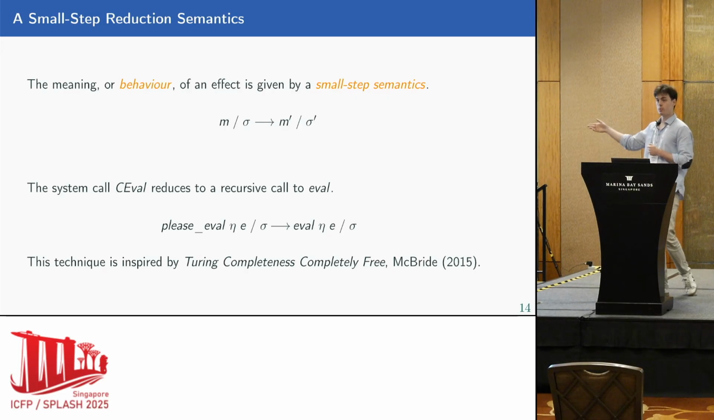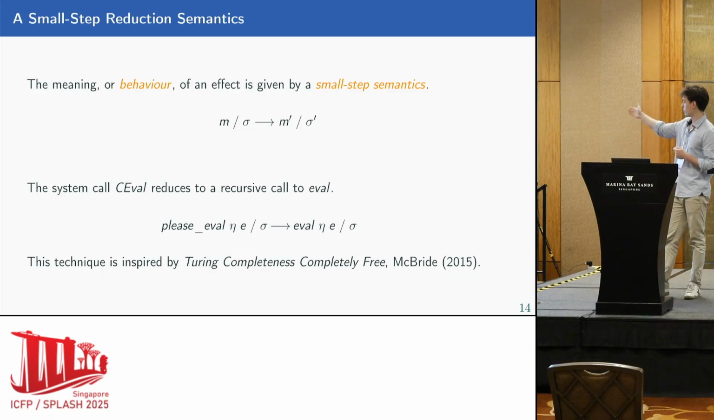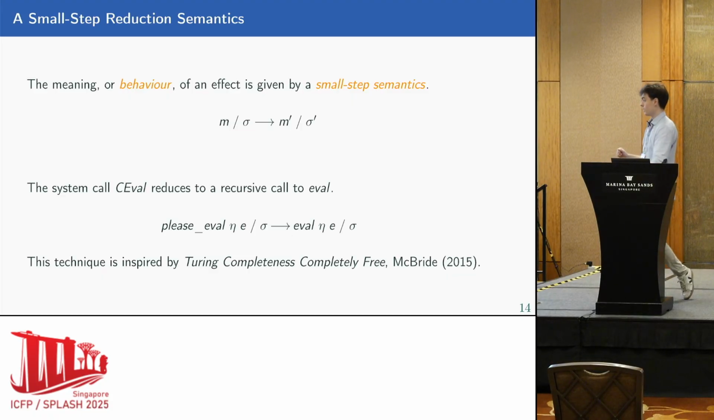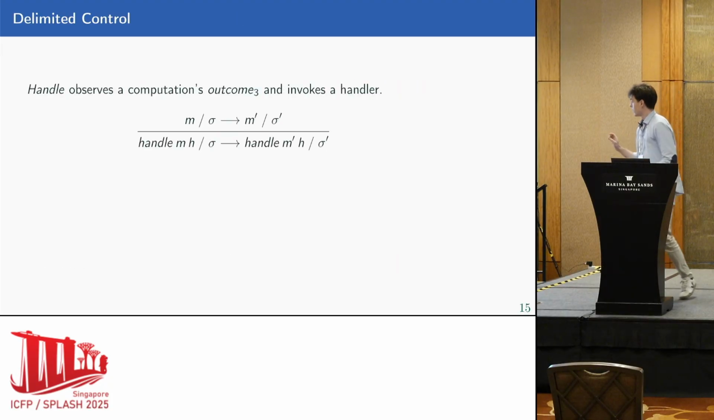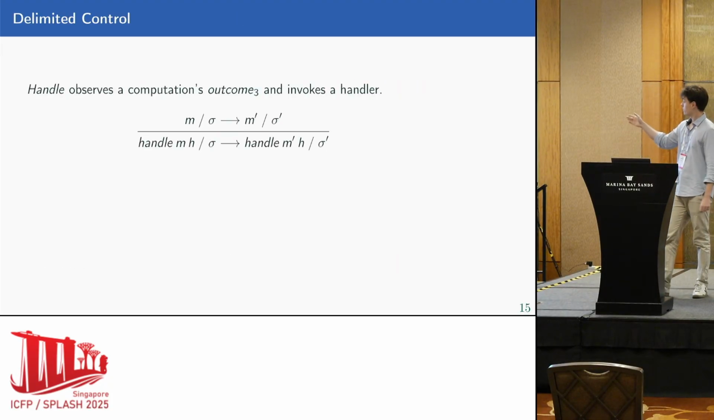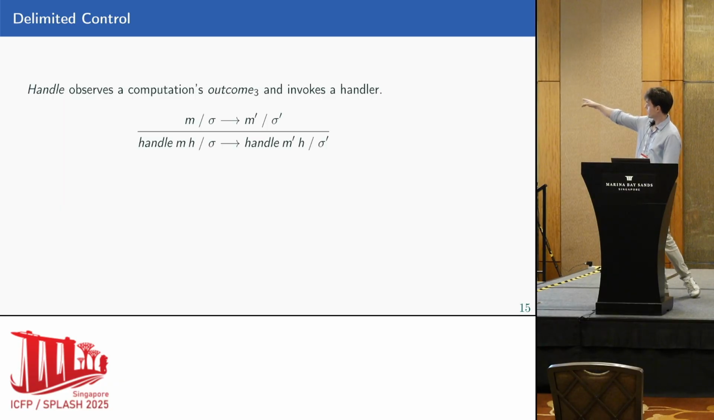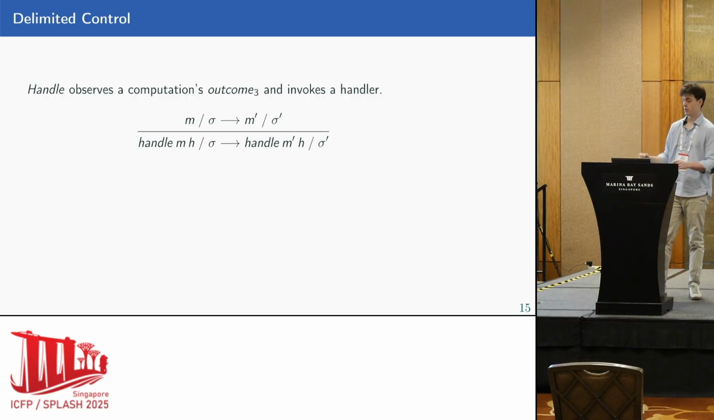And this kind of open recursion we got is from this paper by McBride. It's well studied in principle. And it works well. Divergent calls are just an infinite chain of small steps. So that's for please eval. For effect handlers, we also have stepping rules, right? So the delimited handler here has this basic rule that says I can step under a handle.